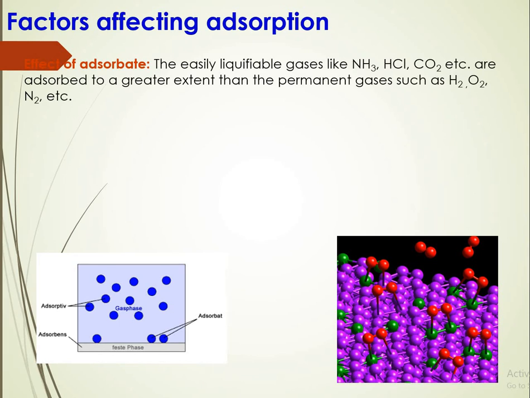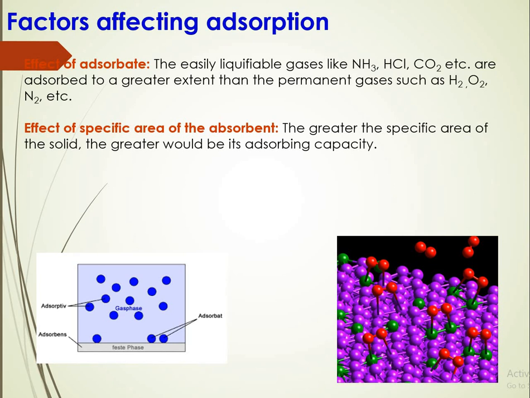Let us see the factors affecting adsorption. First, effect of adsorbate or the nature of the gas. The easily liquefiable gases like ammonia, HCl, CO2, etc. are adsorbed to a greater extent than the permanent gases such as H2, O2 or N2. Also, higher the critical temperature of a gas, greater is the amount of that gas adsorbed.